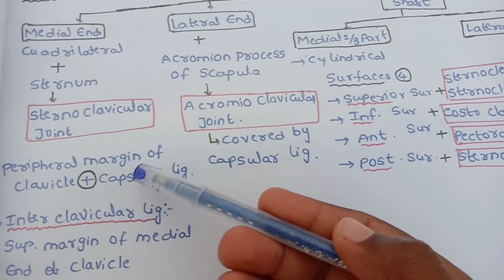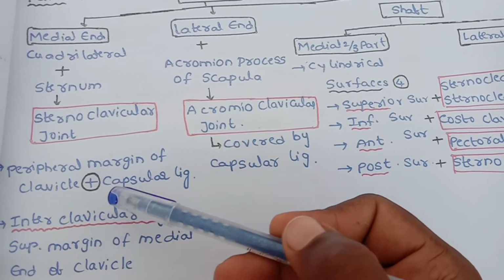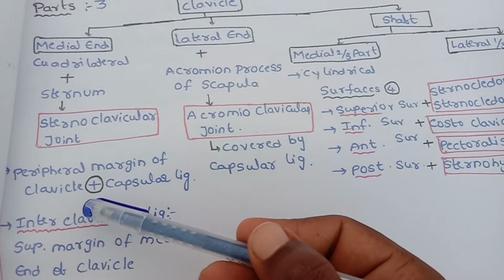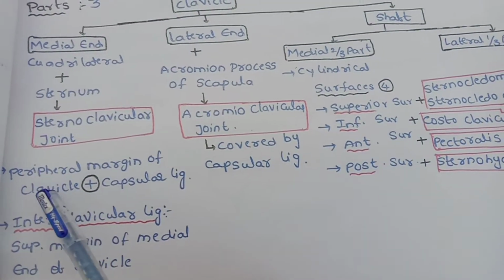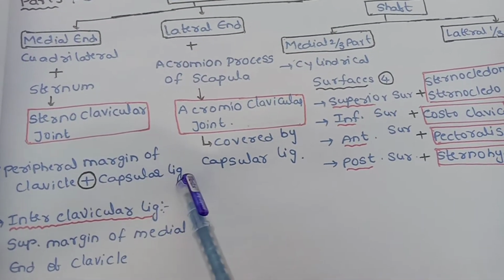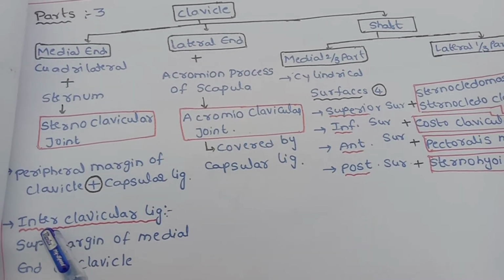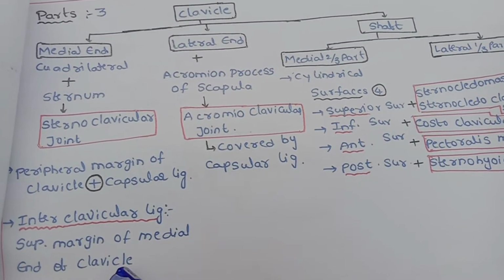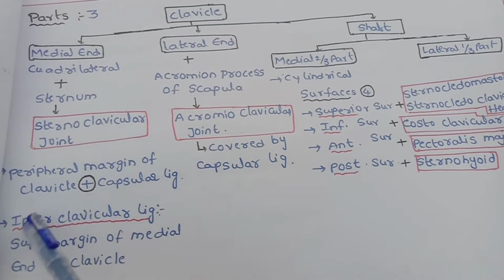At the peripheral margin of the clavicle there is an attachment of the capsular ligament. There is also the interclavicular ligament, which is at the superior margin of the medial end of the clavicle.